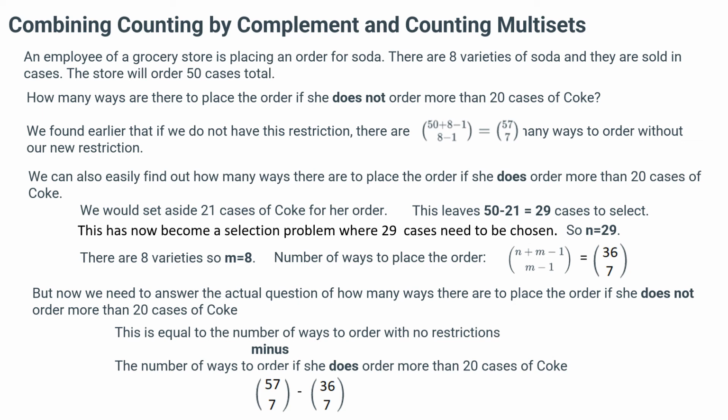Now for zyBooks, they would probably want you to put the capital C and then 57, 7 in parentheses, minus capital C and then the 36, 7 in parentheses. But that's how we would leave our answer. So hopefully you see this again. This is counting by complement. We found the easier way first and then did the subtraction, and that gave us our answer.